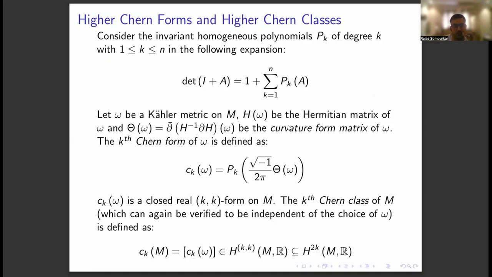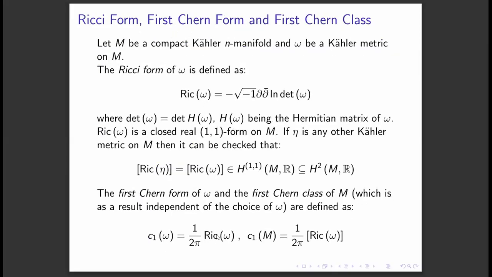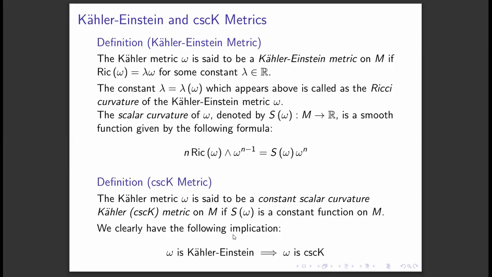This will be an n cross n matrix whose entries will be closed (1,1) forms. So this is the curvature form matrix theta of omega. Now suppose we want to see the first Chern form. Then the first Chern form will be this P1, which is the trace. So the first Chern form C1 of omega will be the trace of the curvature form matrix. So it will be 1 by 2 pi times the trace of square root of minus 1 times theta of omega. And then this definition will precisely match with this definition as well.